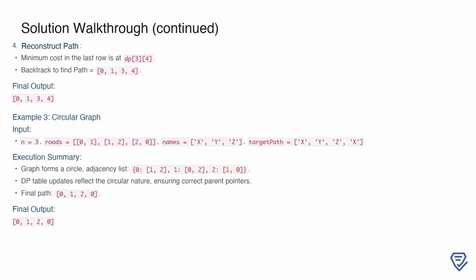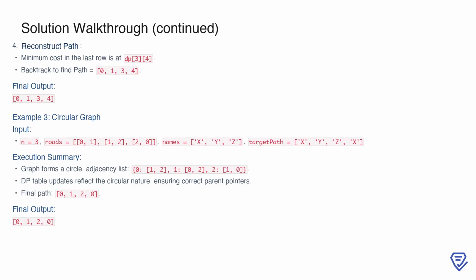Finally, we determine the minimum cost in the last row of the DP table, which corresponds to the last step of the target path. From this point, we use the parent table to backtrack and reconstruct the path. For this example, the result is 0, 1, 3, 4.